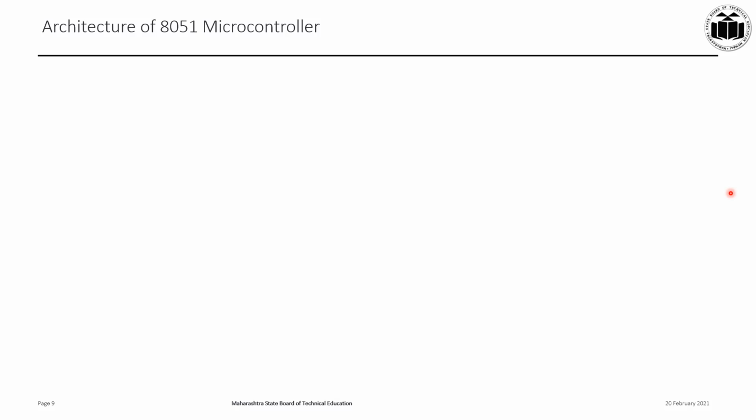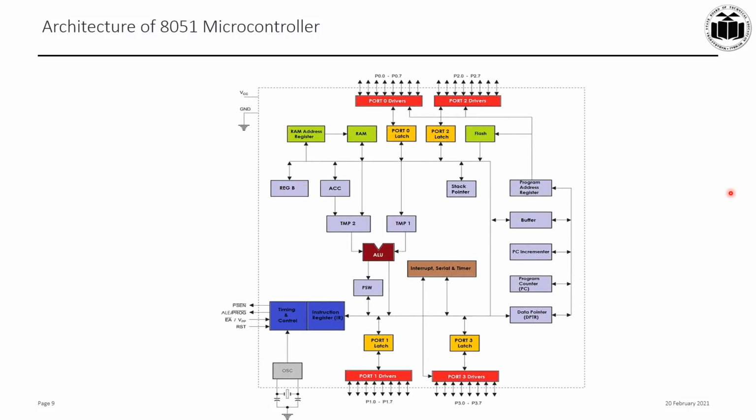Let us look at the detailed architecture of 8051 microcontroller. Here you can see the different functional blocks. The first one being the arithmetic logic unit. You then have the timing and the control unit. You have the RAM memory. You have the ROM or the flash memory. The different registers like accumulator, register B. You have the data pointer. You have the program counter, the stack pointer. These are the different registers. You also have the ports, port 0, port 2, port 1 and port 3. All the functional blocks will be discussed in detail.